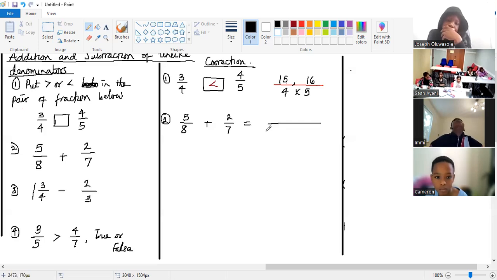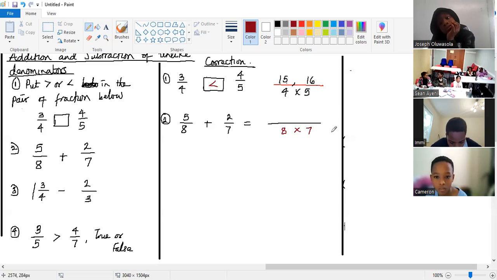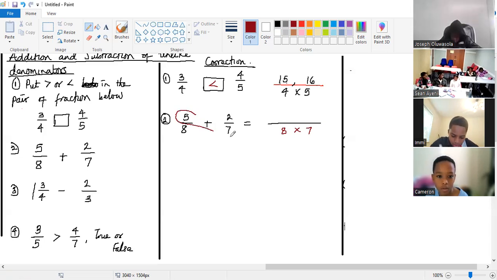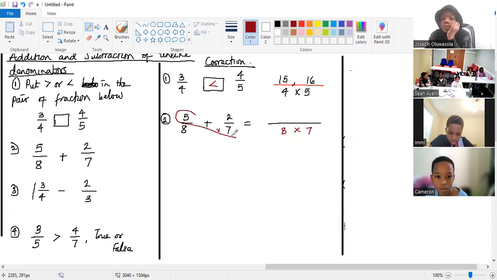So what goes underneath the line? Your denominators, which would be what? 8 and 7. You do 8 times 7, right? So what do we do next? Do you put your numerator times your denominator? So that's 5 times 7. What is 5 times 7? 35.